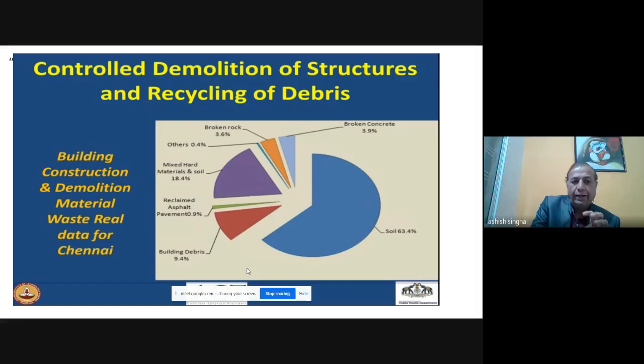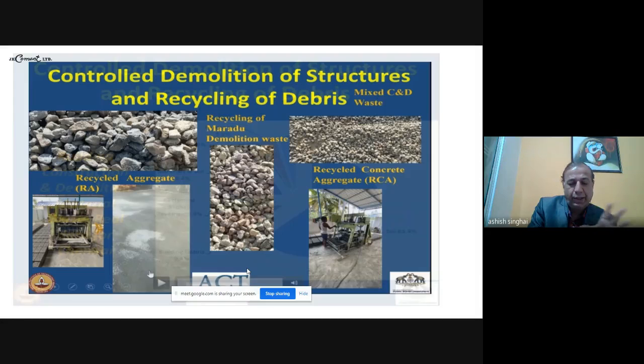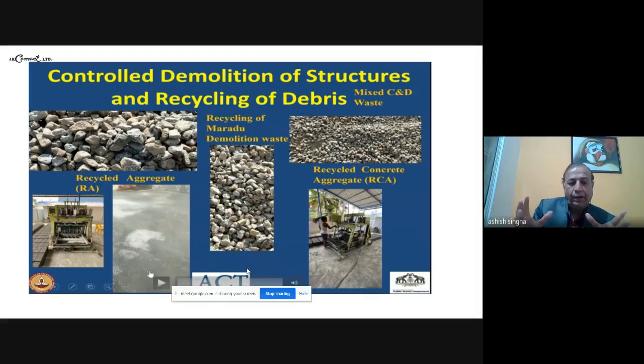So the general study says that when a building is demolished, we have about 4% of concrete, rock is about 4%, mixed hard materials and soil is about 18%, and likewise some building debris 10%, and soil is about 60 to 65%. So that is the whole quantum of different segregated materials.